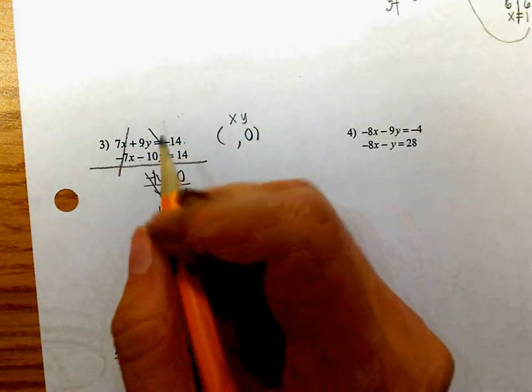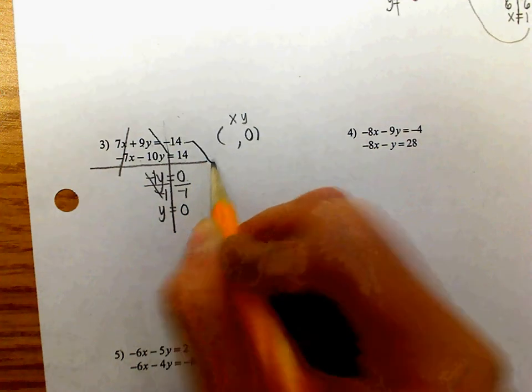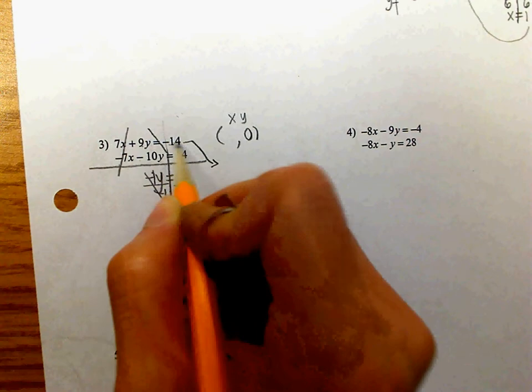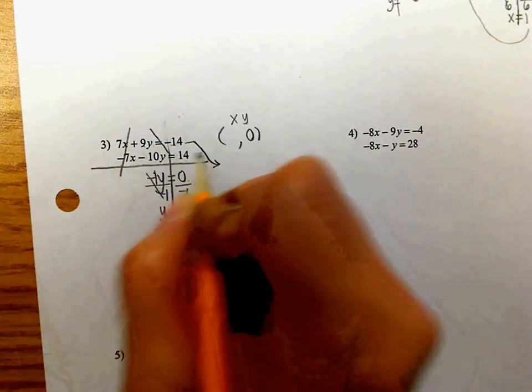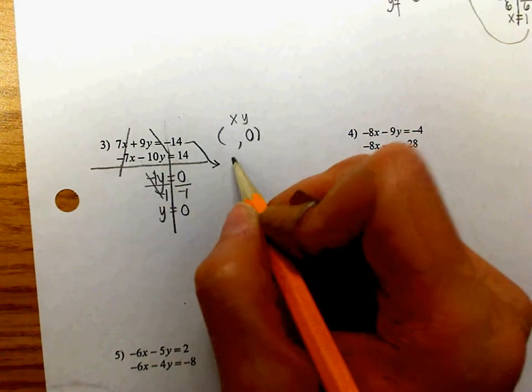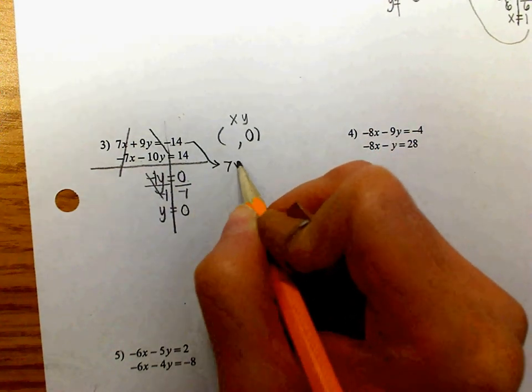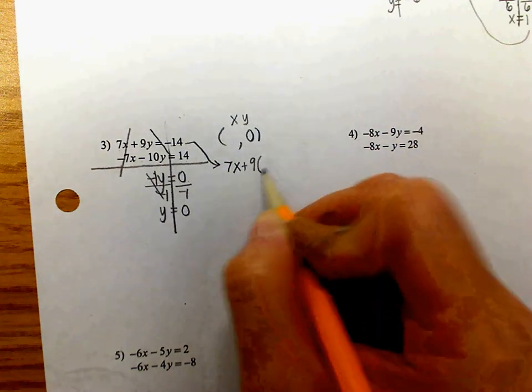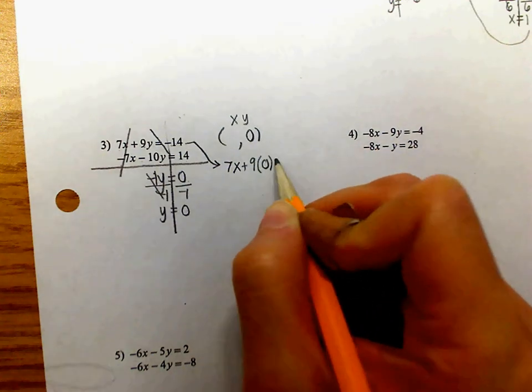Now let's say I'm going to use the top equation, or you can use the bottom. I'm using the top because it has minimal negatives, but you can use the bottom, and we should still get the same answer. So let's say I decide to use the top, then I write 7x plus 9, and where the y is supposed to be, I substitute in the 0, and then equals negative 14.